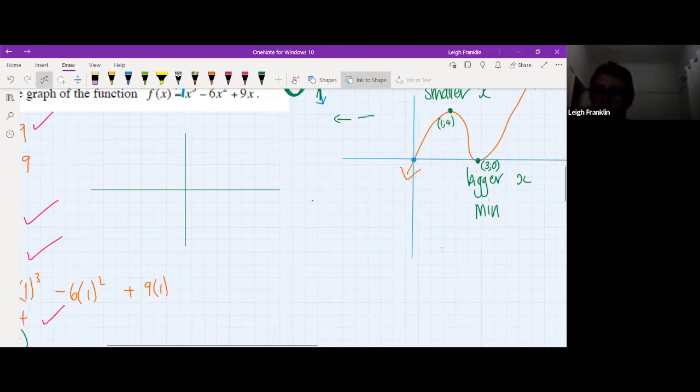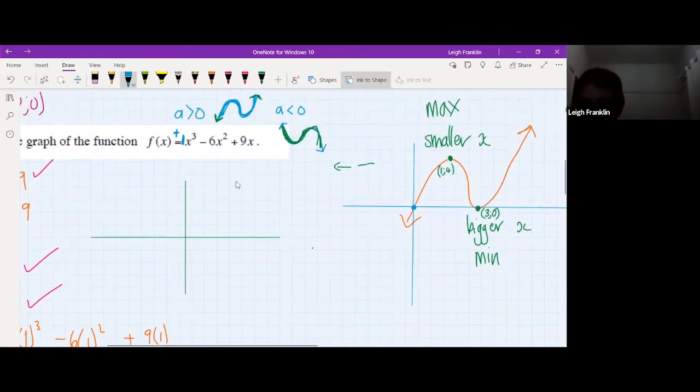There we go. It's got to go through there. Okay, does that make sense to everybody? Yes, Belinda, the point 0 and 0, quite right. Okay, so 0 and 0 is our one x-intercept, and it is also our y-intercept in this case.